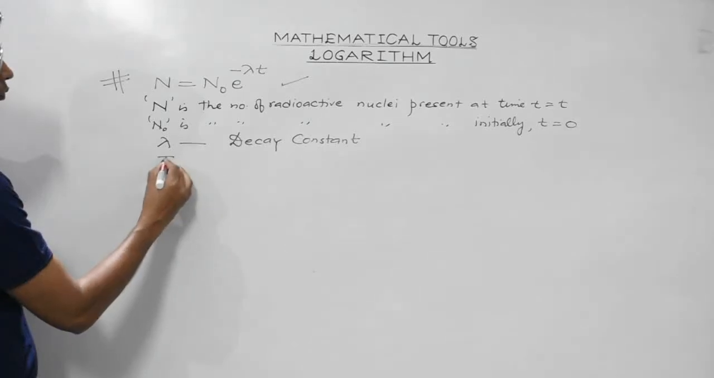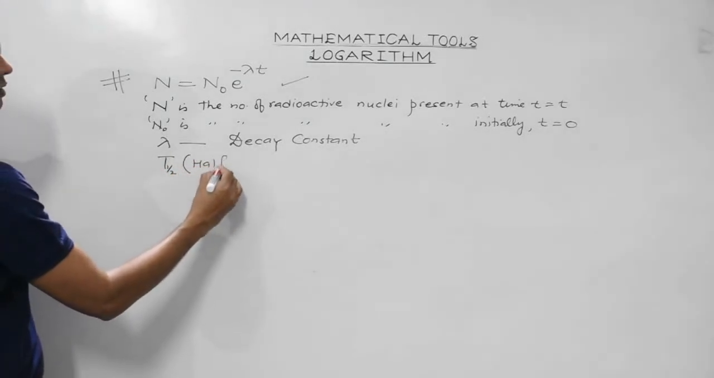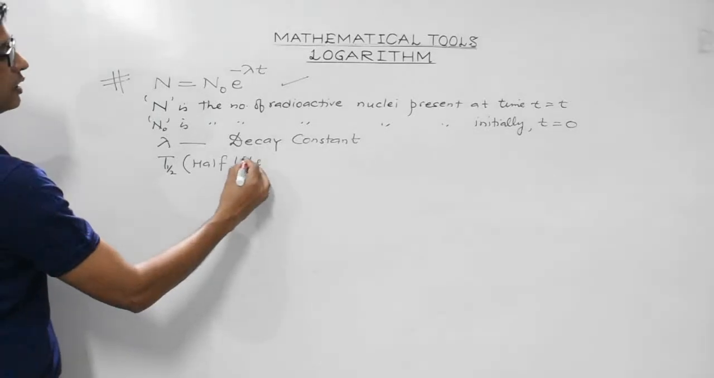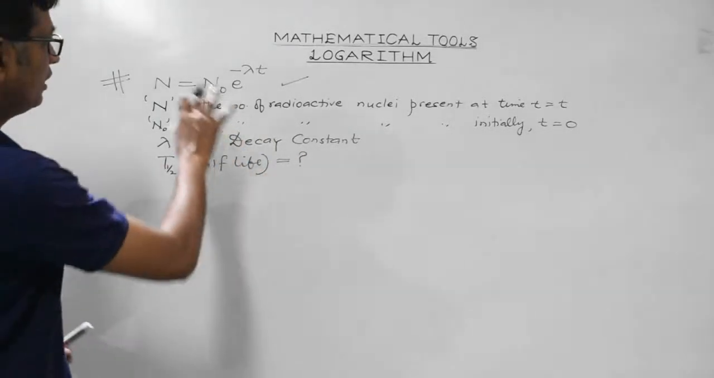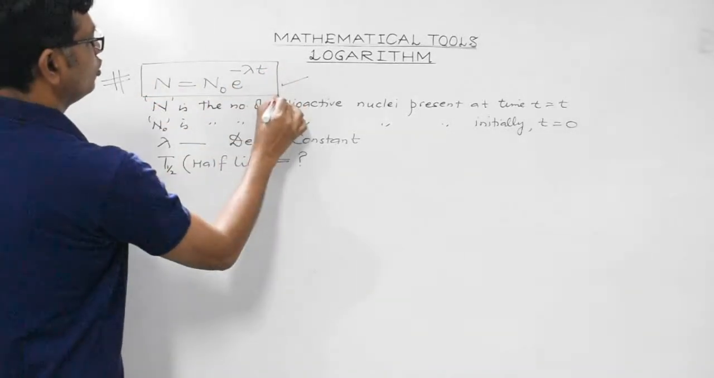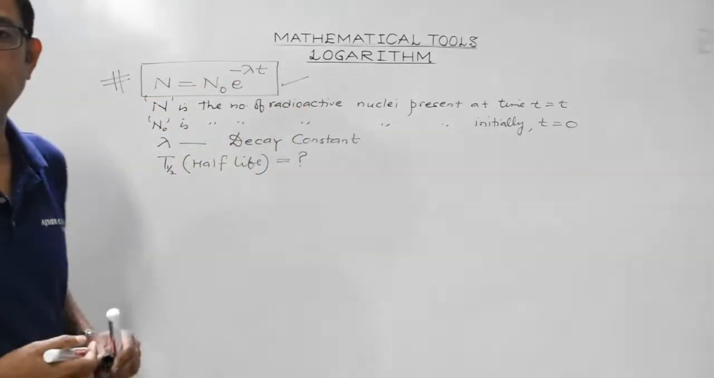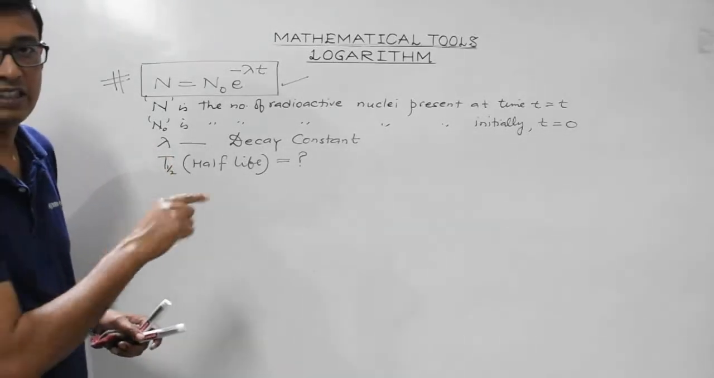So, we are supposed to find the expression for half-life by using this particular expression, which is given in the question. I'll represent half-life like this: T half.